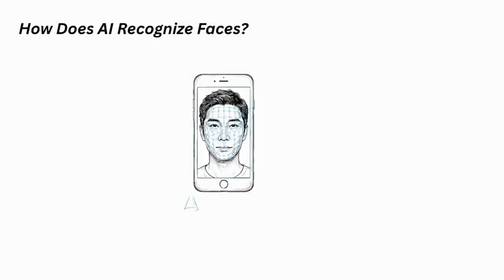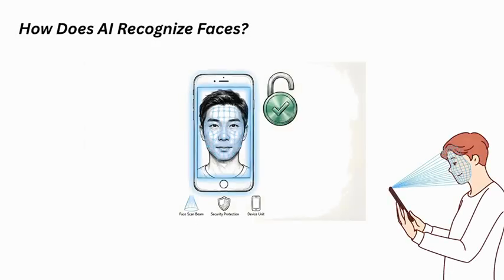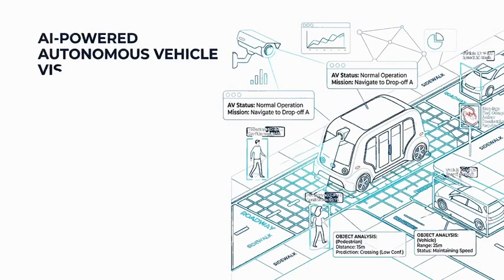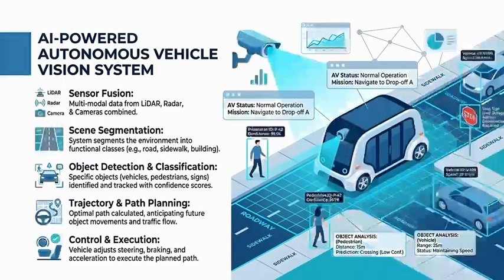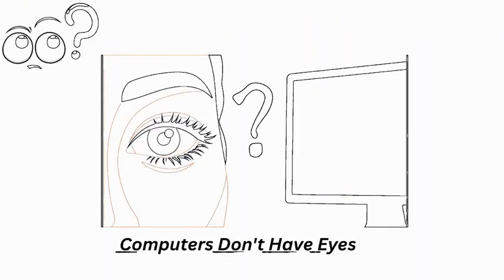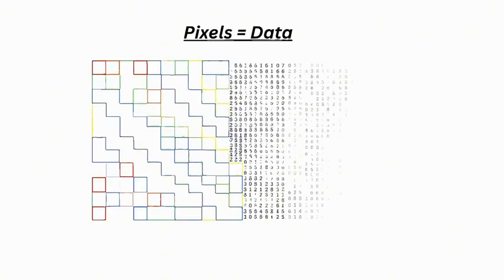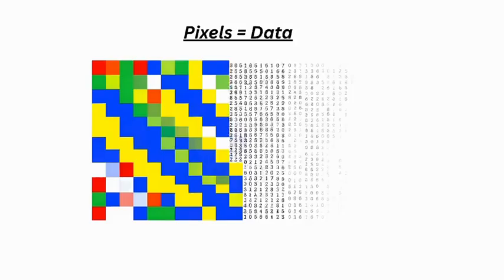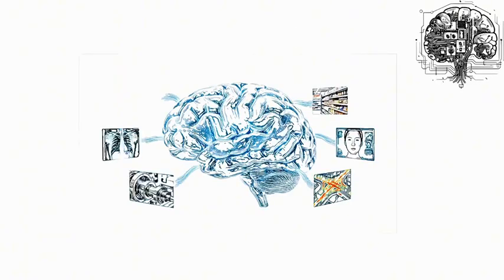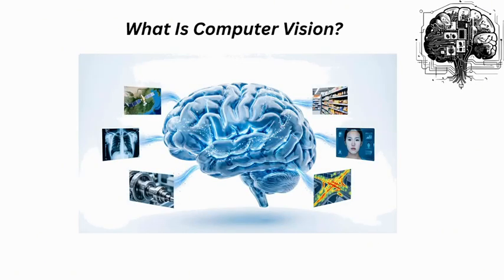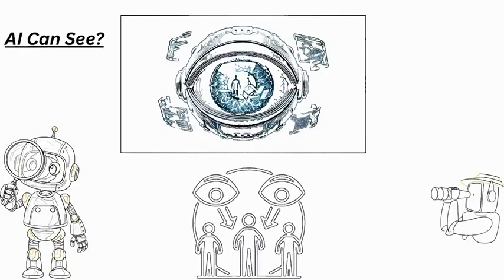Have you ever wondered how your phone recognizes your face, or how self-driving cars identify roads, traffic signs, and pedestrians? Computers don't actually have eyes, yet somehow artificial intelligence can analyze images, recognize objects, and even understand what's happening in a picture. This remarkable technology is called computer vision. But how can a machine see the world?